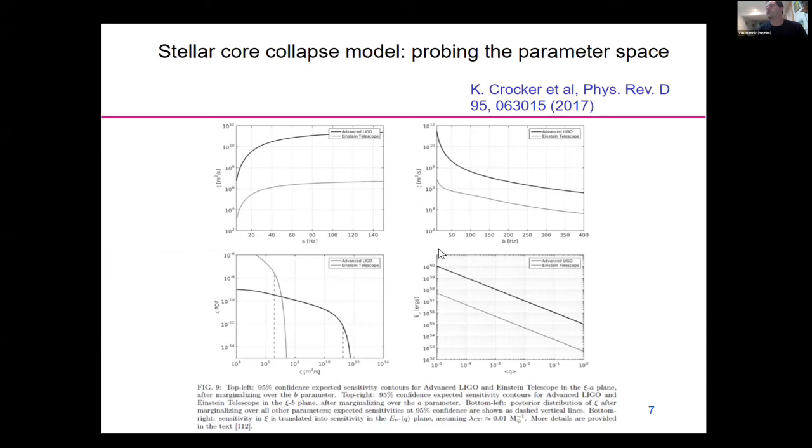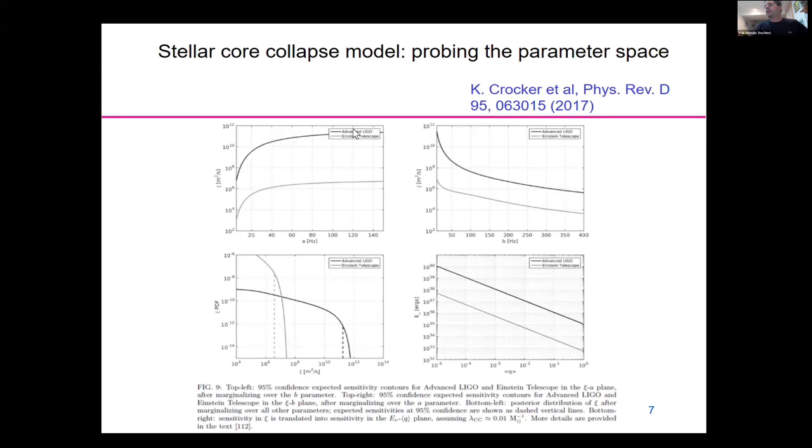Yes. Okay. So this comes from this paper by Kyle Crocker et al. What we tried to do was, we had 3 parameters. This is xi, which captures the uncertainty in the amplitude. We had the A and the B parameters. We varied those three parameters, calculated omega for each combination of them, and then compared with the sensitivity of various detectors: advanced LIGO, Einstein Telescope, and so on.